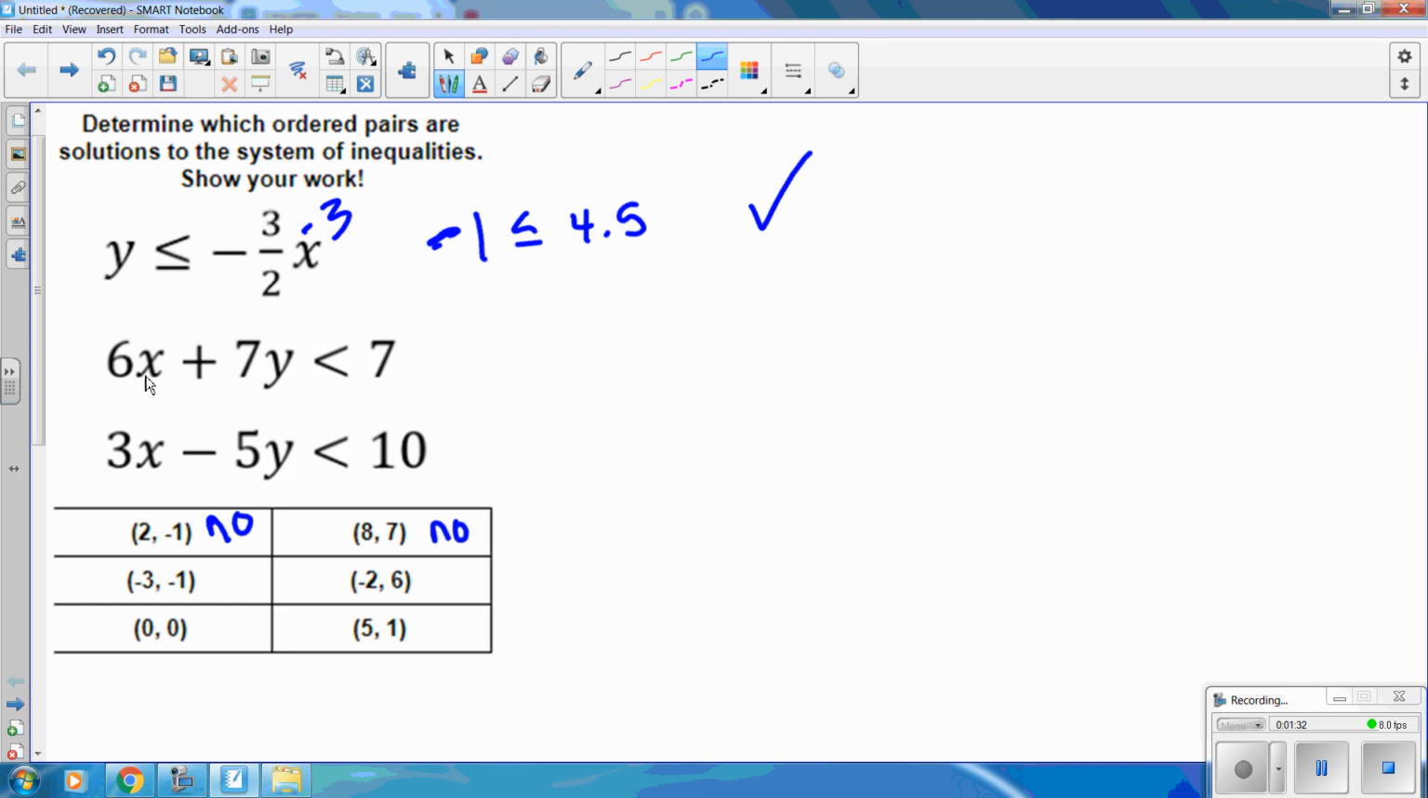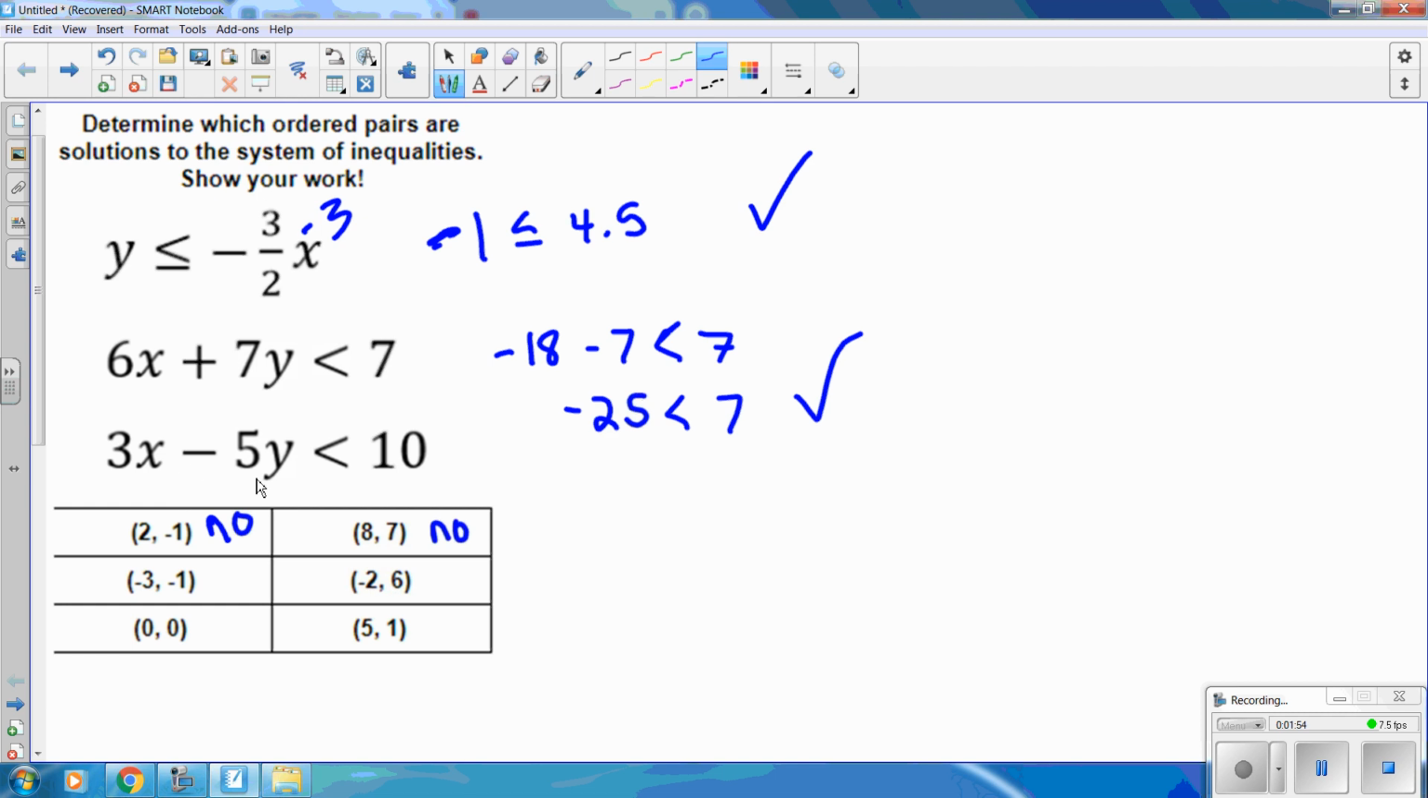Now let's try this inequality. We're going to plug negative 3 in for x. 6 times negative 3 is negative 18. Plug negative 1 in for y, so 7 times negative 1 is negative 7. Is that less than or equal to 7? Negative 18 minus 7 is negative 25. Negative 25 is less than 7, so it works there.